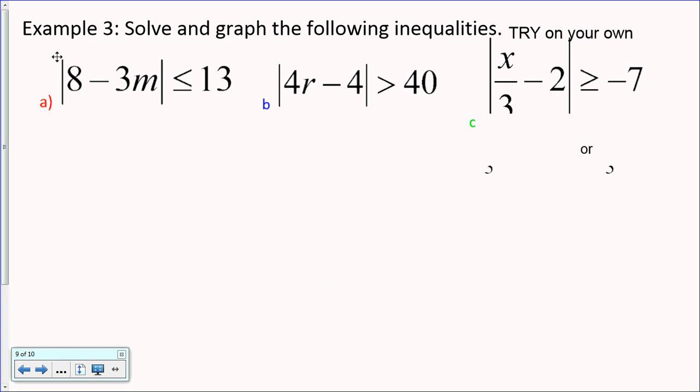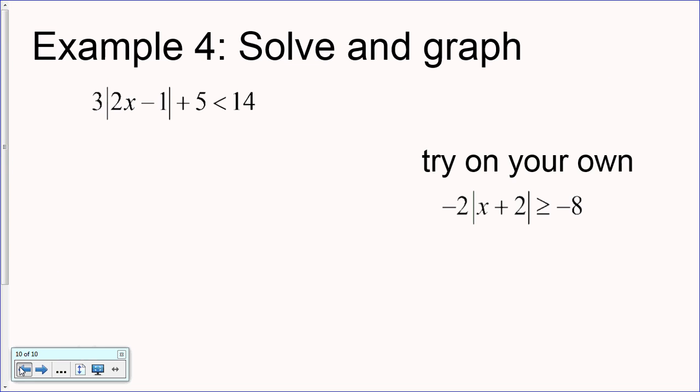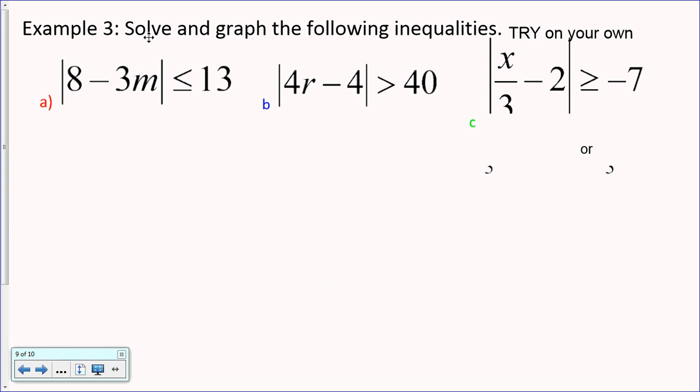Alright, so our last one? Not our last one, sorry. So here, we're going to go ahead and solve and graph the following inequalities. So, first one, the absolute value of x minus 3m is less than or equal to 13. So, what does that mean for ours? It means it's an AND statement. Okay? So, I just combined them together and made it into negative 13 is less than or equal to x minus 3m, which is less than or equal to 13. If you did it as two separate, you would have the same thing.